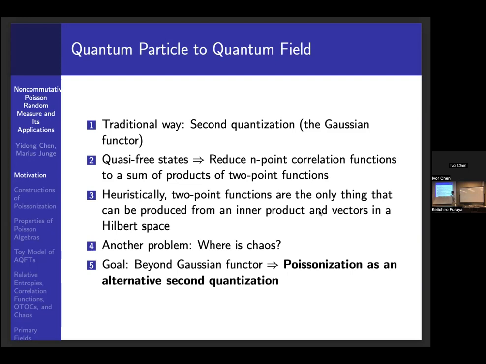And there's another problem, which I mentioned here: where is chaos? If everything we produce is generalized free fields, in this strict mathematical approach, it's really difficult for us to talk about chaos in a rigorous way. So here's the more precise goal of today's talk: to go beyond the Gaussian functor. And how do we go beyond Gaussian functors? I would suggest, let me tell you about quantization as an alternative approach to second quantization.